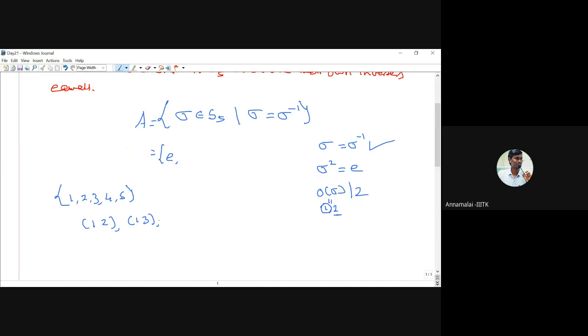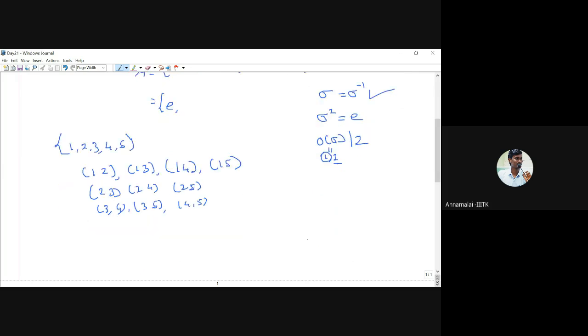Therefore, (1 3) and then (1 4) and then (1 5). These are all permutations whose length is 2, therefore the order is 2. And then you can fix 2: (2 3), (2 4), (2 5). And then (3 4), and then (3 5), and the last one is (4 5). These are all length 2 permutations, and the order is 2.